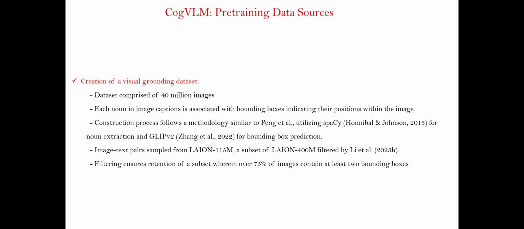So that is one thing, and the image-text pairs are sampled from LAION-115M, a subset of the LAION-400M, which I showed in the previous slide. They are filtered, and the filtering ensures the retention of the subset wherein over 75% of the images have at least two bounding boxes. That 40 million images, whatever we have, every image should have at least two bounding boxes. That's how they have ensured this.